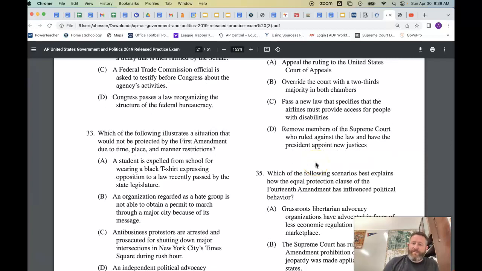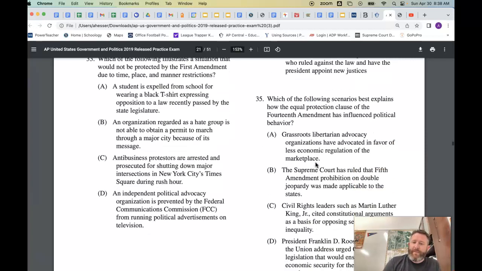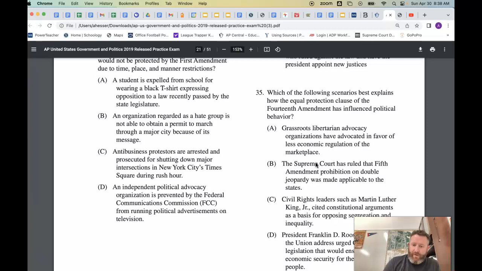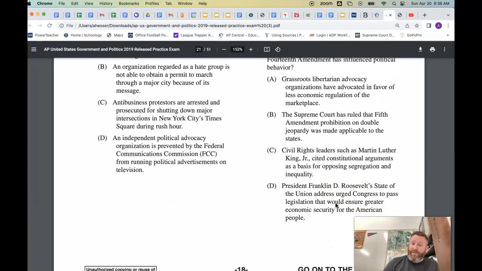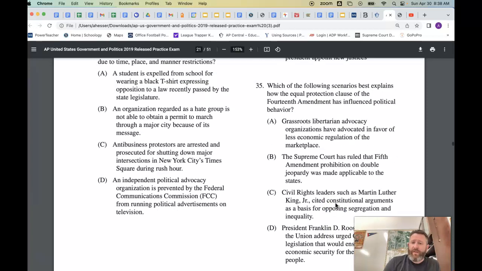35, which of the following scenarios best explains how the Equal Protection Clause of the 14th Amendment has influenced political behavior? The answer is C. Civil rights leaders such as Martin Luther King Jr. cited constitutional arguments as a basis for opposing segregation and inequality.